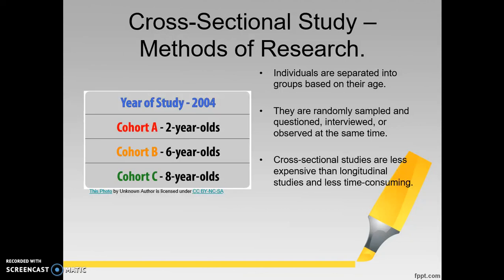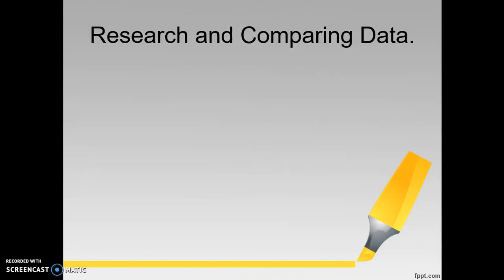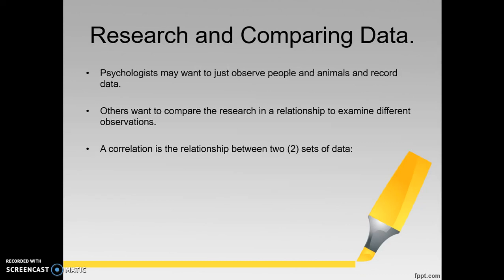Now, cross-sectional studies are less expensive than longitudinal studies and also less time-consuming because we can always find 2-year-olds, hopefully, always find a bunch of 6-year-olds or 8-year-olds. It doesn't have to be the same group like we did with longitudinal where it's the same person. These could be 2-year-olds from different time spans. So research and comparing data.